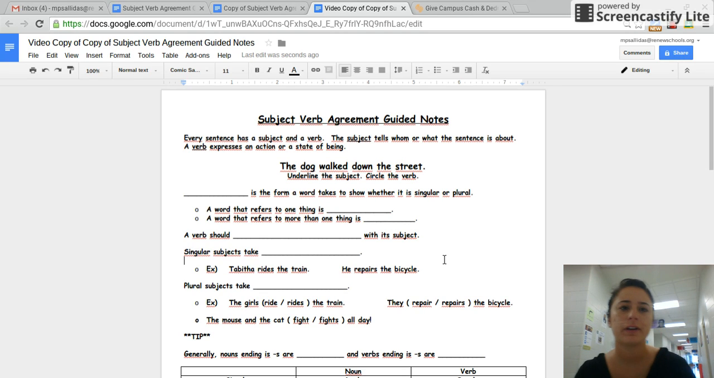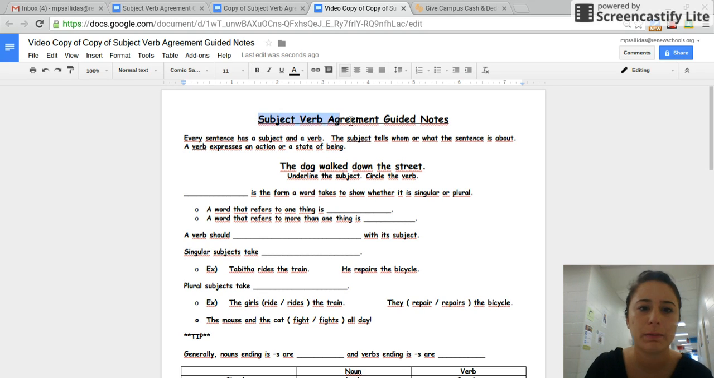Good afternoon, sixth graders. Today you're going to learn about something called subject-verb agreement, something you should be doing in your writing. We're going to learn it today and tomorrow. Then you'll have to use it in your writing the rest of the year.